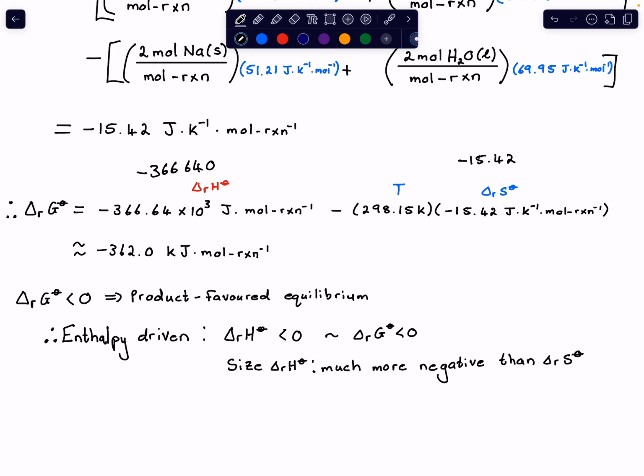All right, good. So we've covered a couple of ideas here: how to calculate the enthalpy of reaction and the entropy of reaction, and then how to calculate the Gibbs energy from those two values.